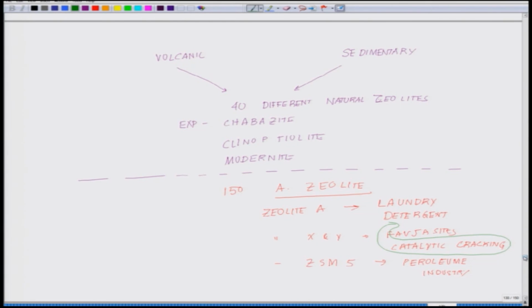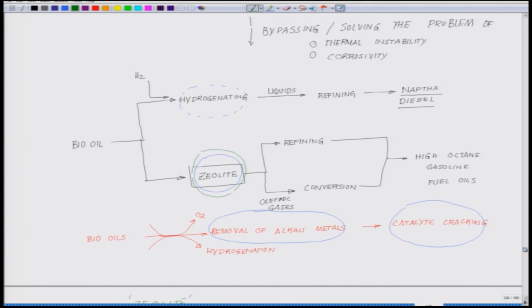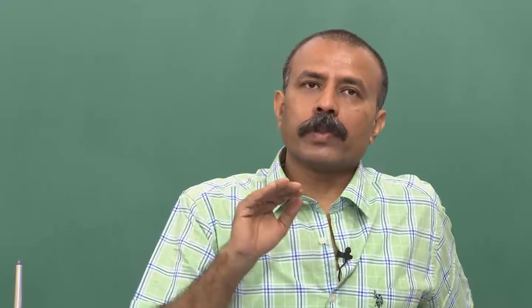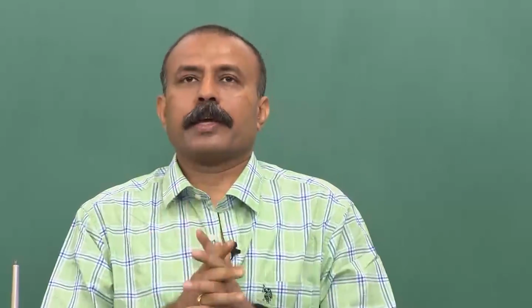Now, coming back to where we left off. So, now we know what a zeolite is. Now, these zeolites are being used for removal of the alkali metals. We have talked about it. So, they have cation exchanging ability and they could be used for removal of the different kinds of alkali metals which are present there. The second, the last one, is the catalytic cracking.